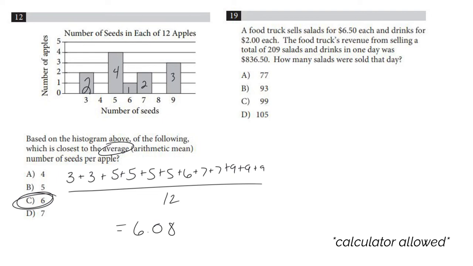6.08 is not exactly 6, but for the SAT, that's the kind of thing they're looking for, because it asks for which is the closest. So keywords like that can make this a little tricky.